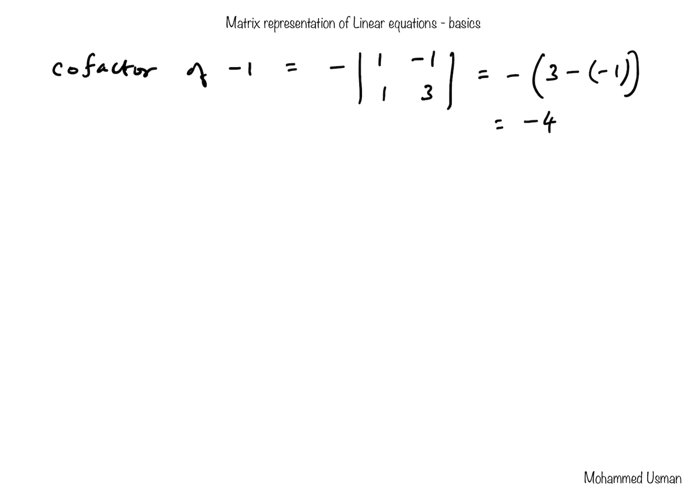So now we move on to the third row. So the cofactor of the first element in the third row, the first element is 1, and it has a positional sign of plus. And if you close the row and the column, the numbers that are visible are minus 1, 3, and 2, minus 1.